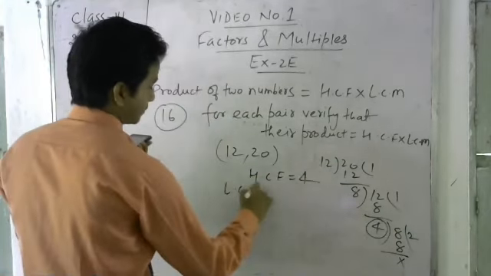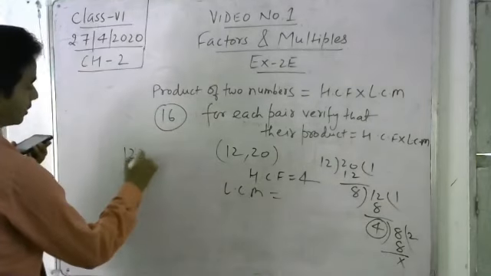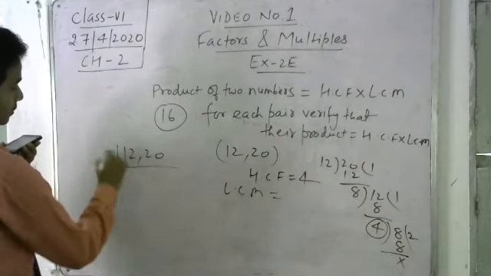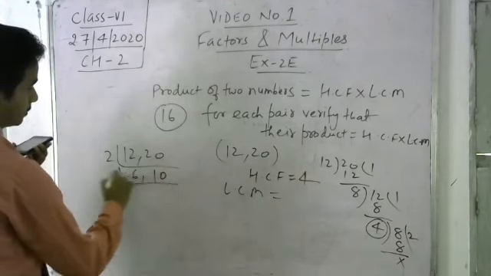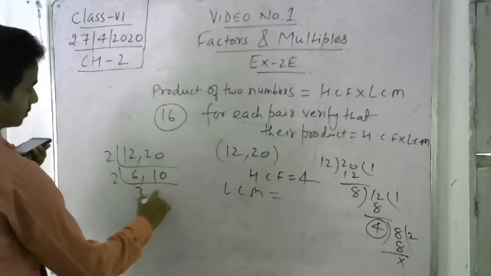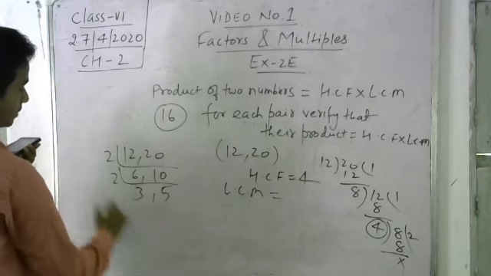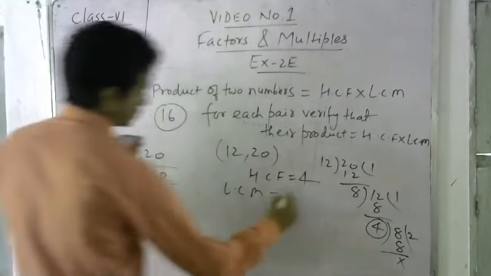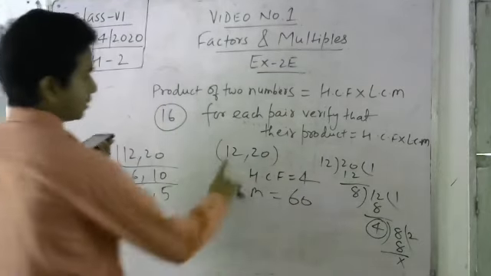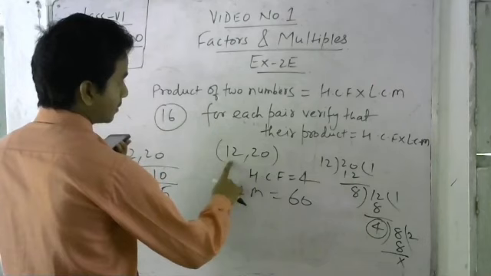Now what is the LCM? You know how to find out the LCM. 12, 20: 2 sixes are 12, 2 tens are 20, 2 threes and 2 fives. Multiply all this. 5 threes are 15, 15 twos are 30, and 30 twos are 60. LCM is 60.